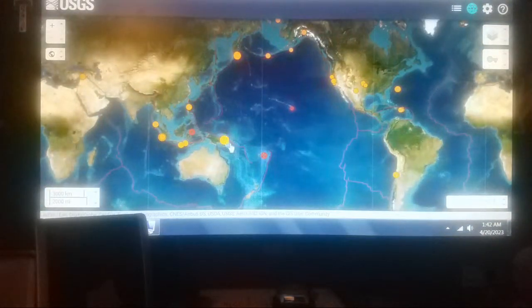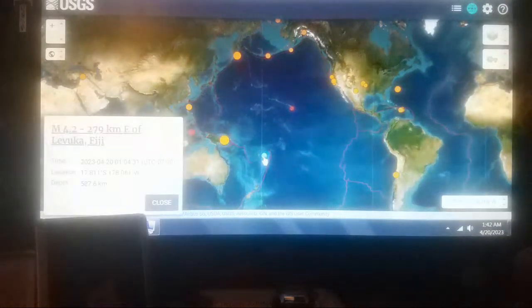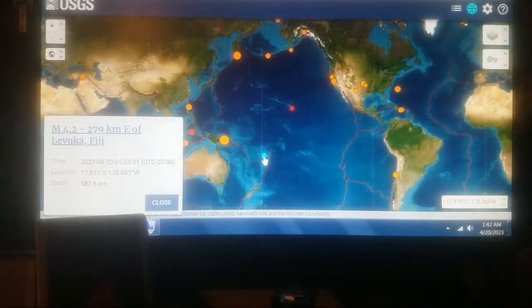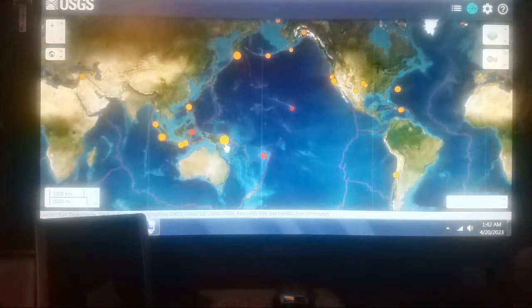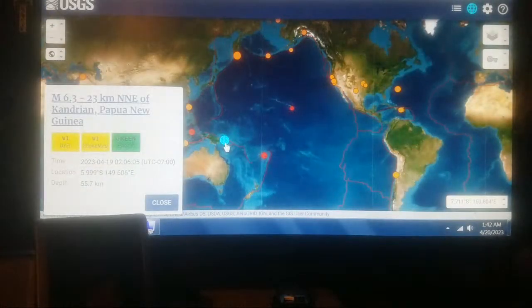It's right here. Ooh, there's a new quake right here. We got to check this one. Oh, that's a 4.2 at a depth of 587. Okay, there's our new deep quake just now at Fiji while we're reporting. Let's come over and check this one out. This is our 6.3 at Papua New Guinea. All right, that's right down the chain from this energy, okay?